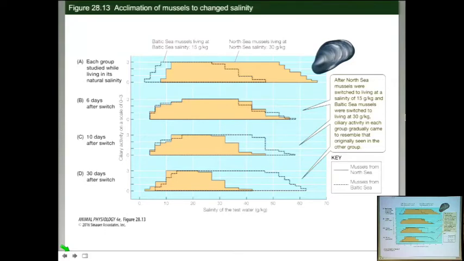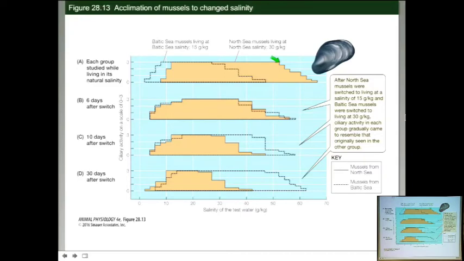So in here you have Baltic Sea mussels that are living in seawater that's ranging from about 2 to about 45 grams per kilogram, and this is the number that are working here at this level, surviving, working, pumping. So the effective range is from here to here for the Baltic Sea mussels, where they are most surviving. And on the other hand, the North Sea mussels, they're living between 12 and 52. So there's an overlap in their population.